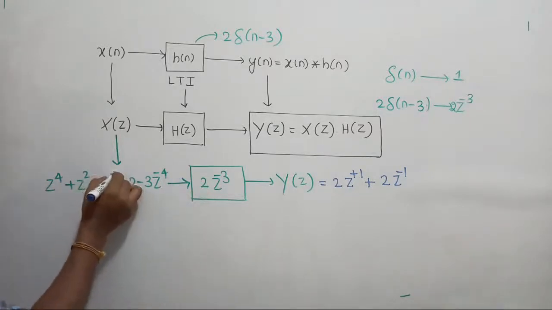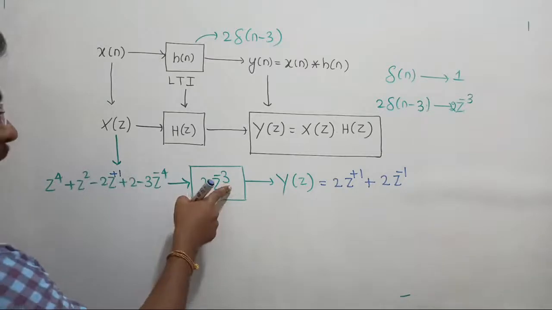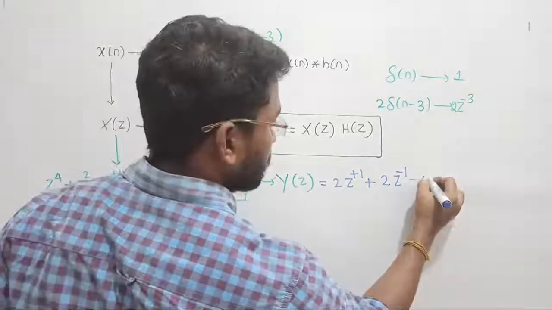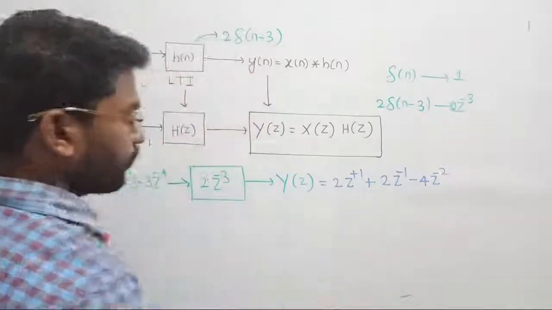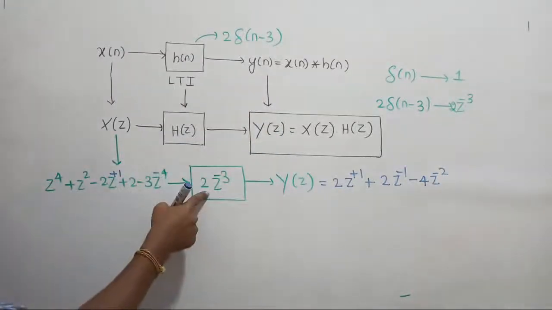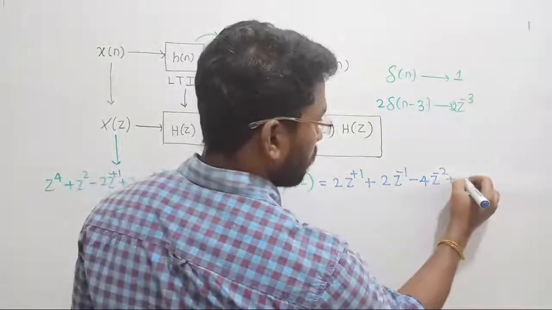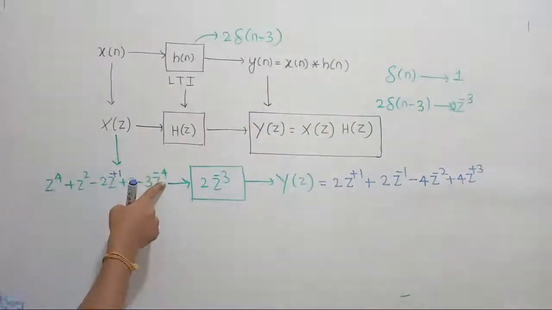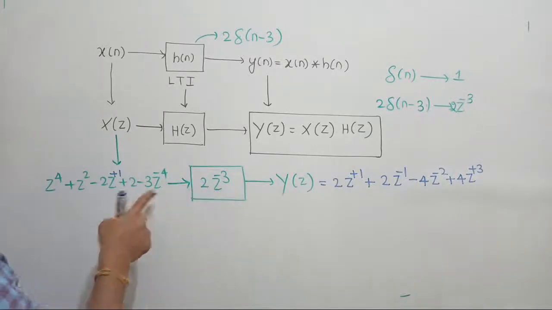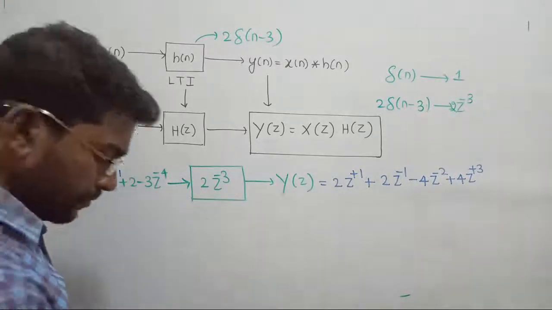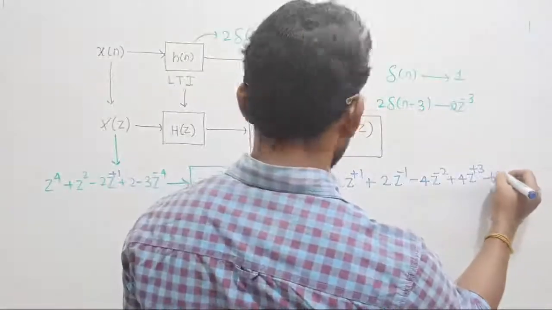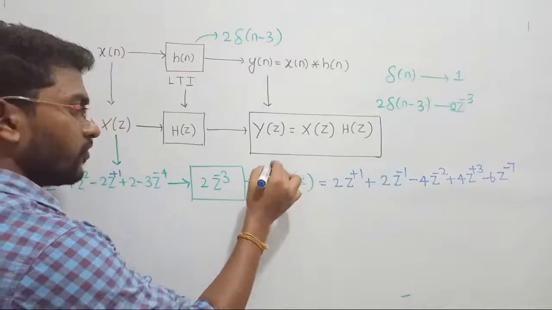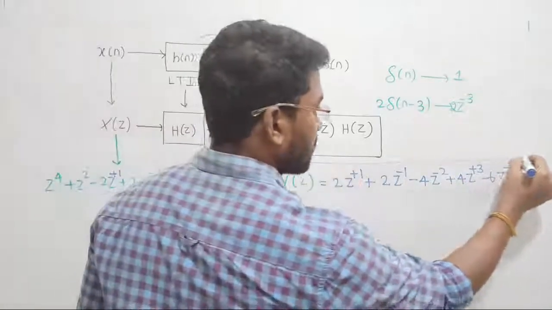Here we have z power 1, and here we have minus 3. Minus 3 plus 1 will become minus 2, such that it can be written as minus 4 z power minus 2. Next, 2 into 2 will become 4, so it becomes 4 z power plus 3. Next, minus 4 minus 3 will become minus 7, and minus 3 into 2 will become minus 6, so it becomes minus 6 z power minus 7. Clear? So this is the value that we are getting in the result.